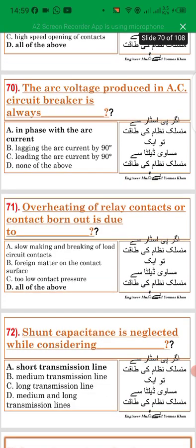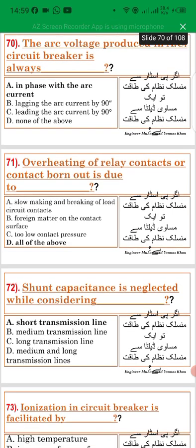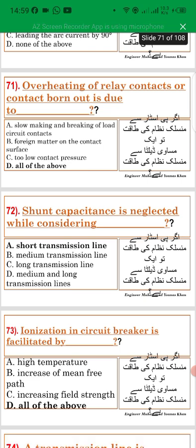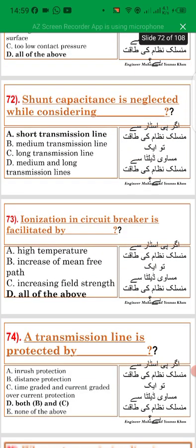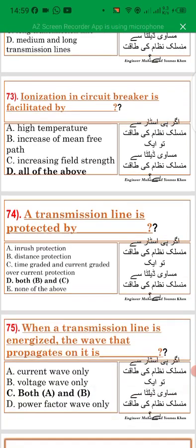The arc voltage produced in AC circuit breaker is always in phase with the arc current. Overheating of relay contact or contact burn out is due to all of the above: slow making and breaking of load circuit contacts, foreign matter on the contact surface, too low contact pressure. Shunt capacitance is neglected while considering short transmission line.